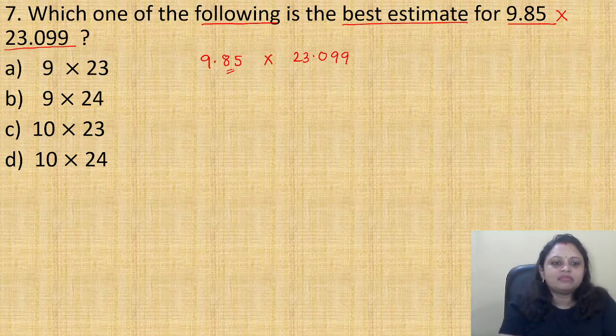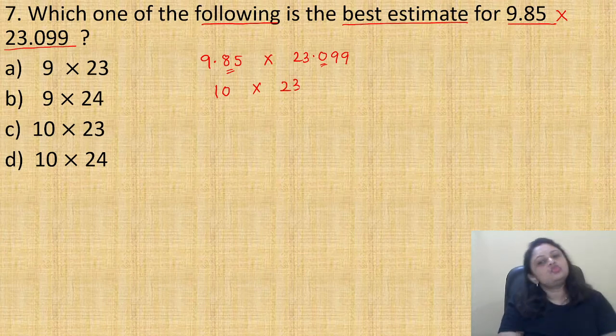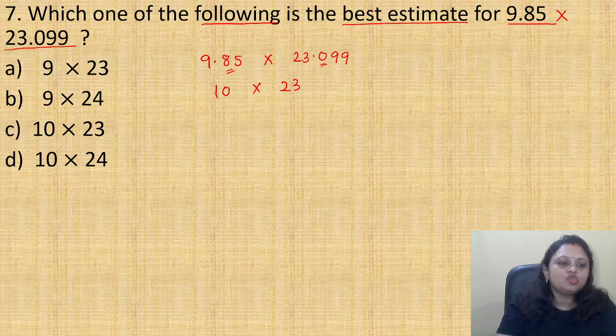So 9.85. Here after the 9, 0.8 is there, right? That is greater than 5, so we can write it as 10 times 23.099. After the decimal, 0 is there, and it is less than 5, so we can round it off to 23. So the correct answer will be 10 times 23, which is present in option C.